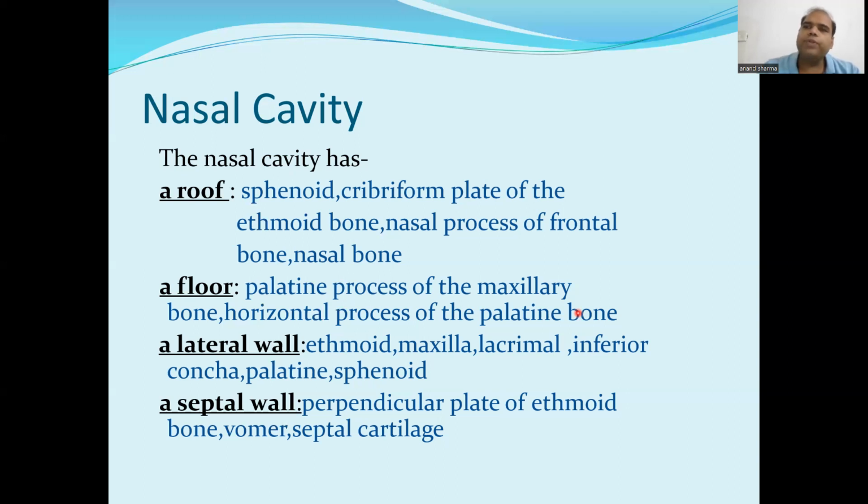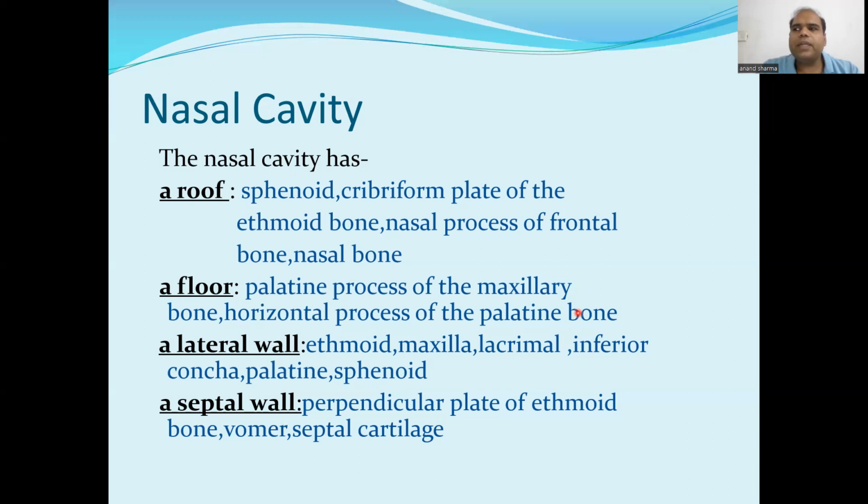This forms the roof. The floor, that is the bottom part, is formed by the palatine process of the maxillary bone and horizontal process of the palatine bone. These two parts fuse and they form a plane which separates the nasal cavity from the oral cavity. So, the floor is the part which separates oral cavity from the nasal cavity. Now, the third wall is the lateral wall. The lateral wall has three folds laterally that are called the turbinates.